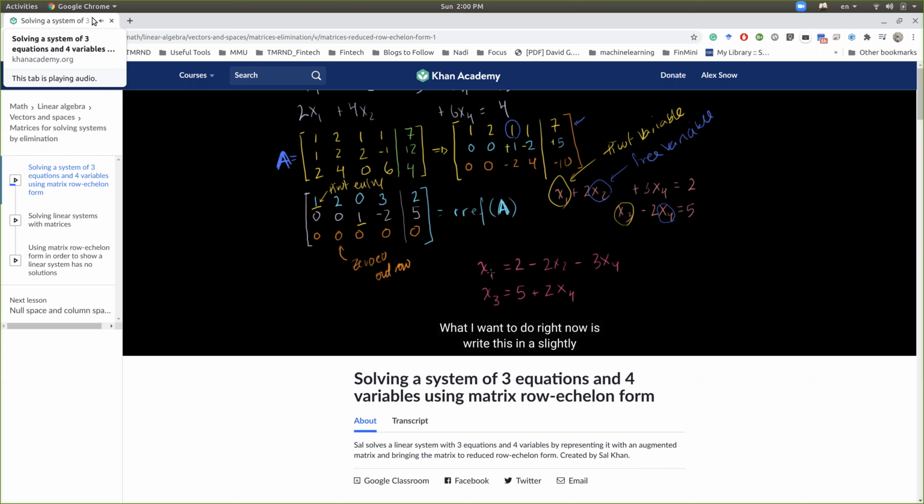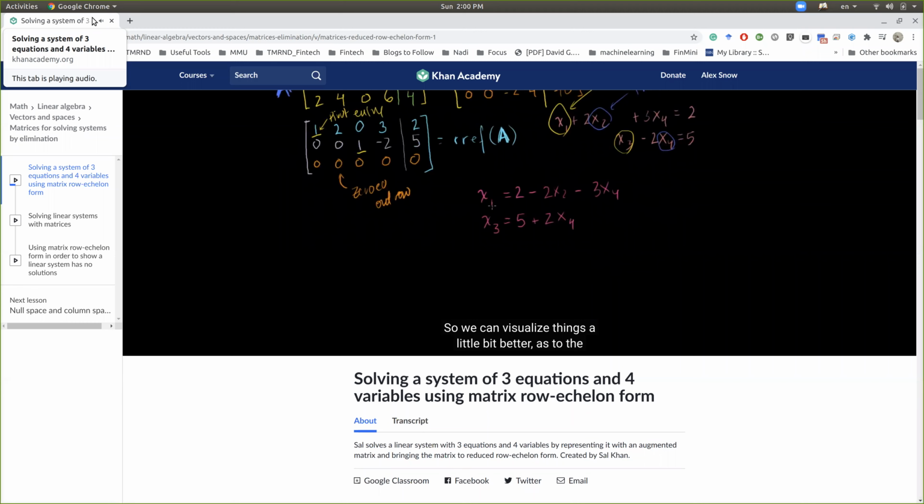But what I want to do right now is write this in a slightly different form so that we can visualize a little bit better. And of course, it's always hard to visualize things in 4 dimensions. But we can visualize a little bit better the set of this solution. So let's write it this way. If I were to write it in vector form, our solution is the vector x1, x2, x3, x4, and what is it equal to? Well, I'm just essentially rewriting this solution set in vector form.